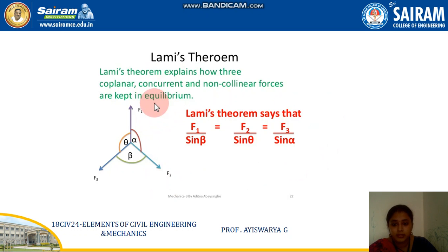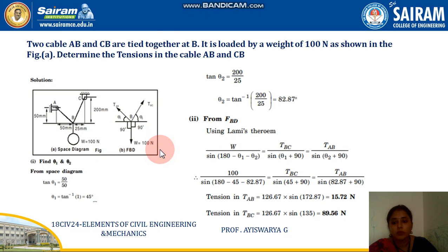So this explains how the three coplanar forces act in equilibrium. So finally, in case of F1, F2 and F3, you will get F1 by sine beta, F2 by sine theta, and F3 by sine alpha. Just place it, so you will be getting an equation like this. So now we will move on to the numericals.